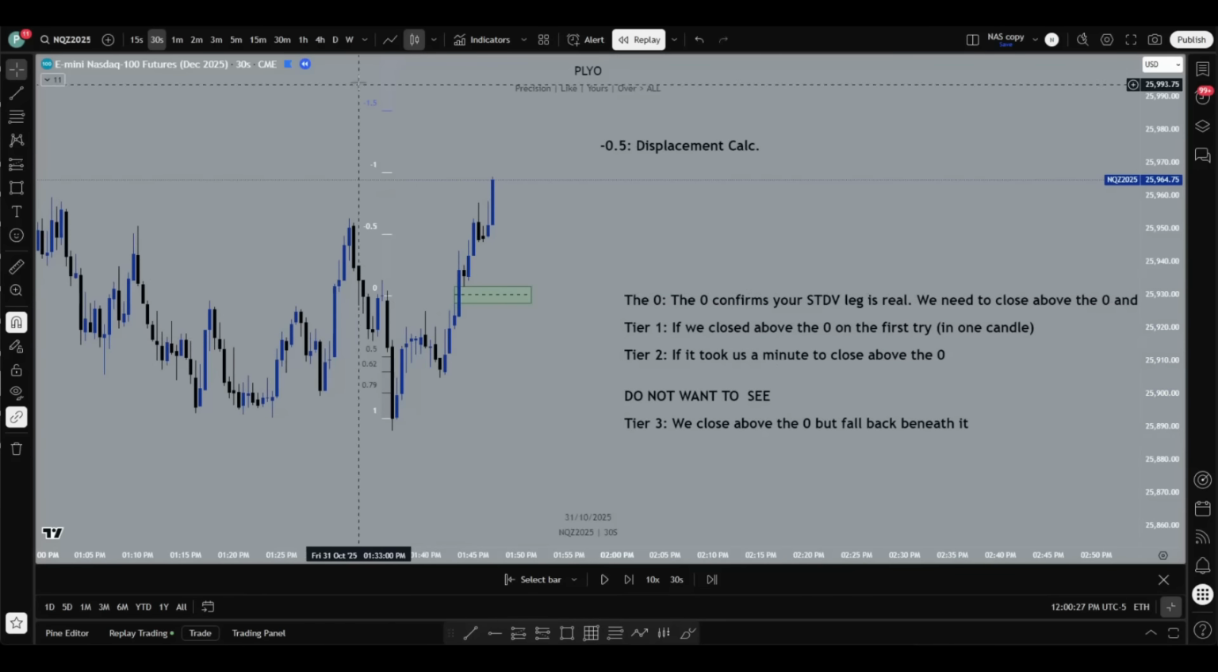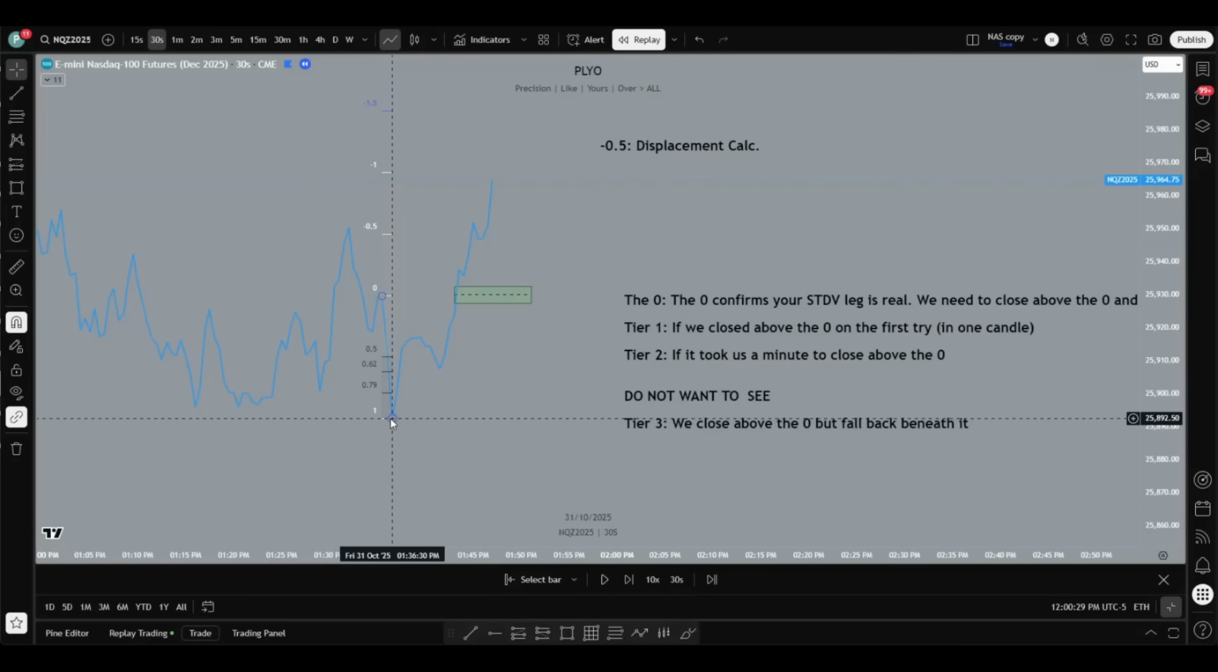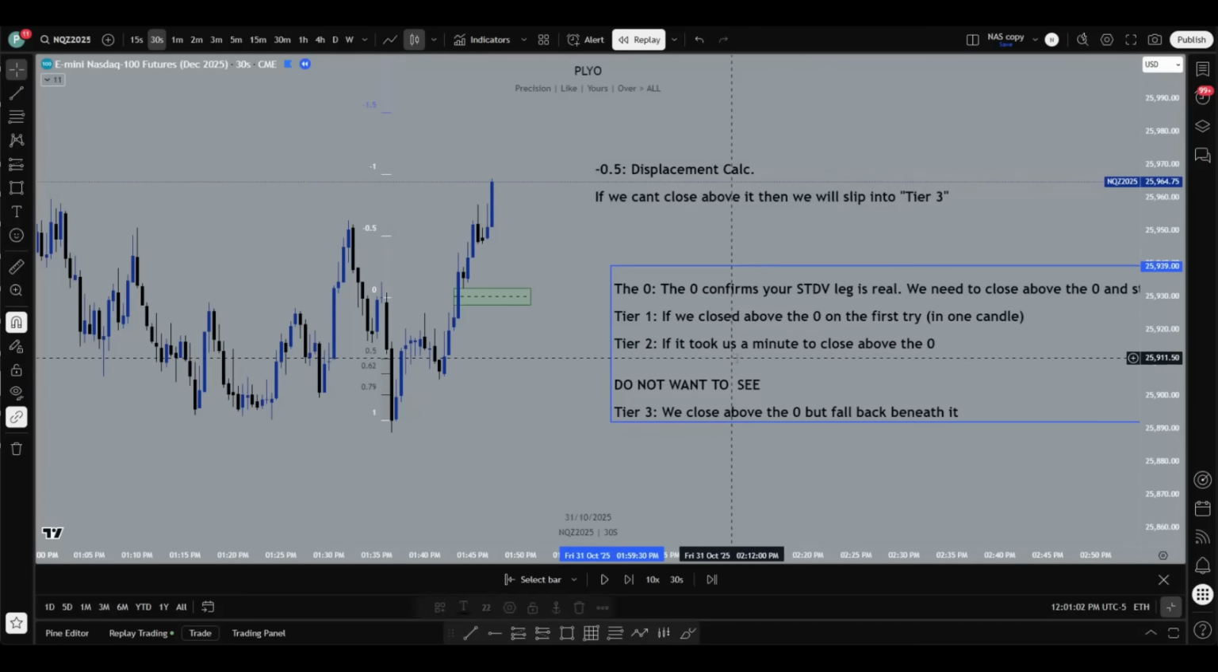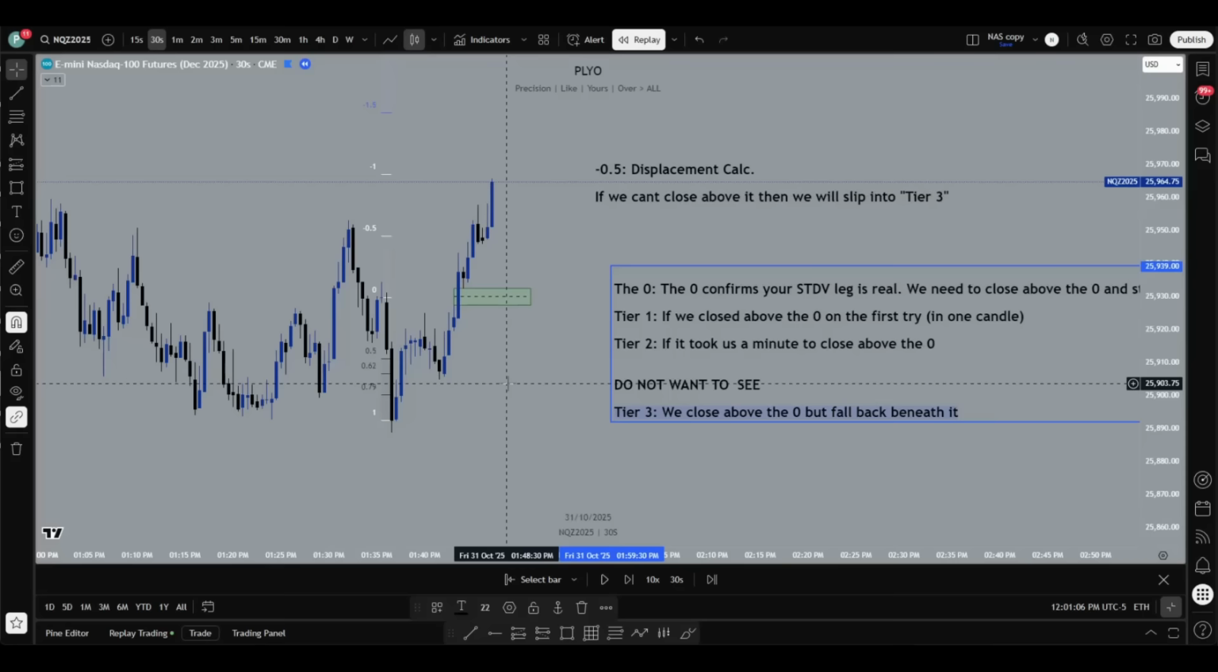And once again, why am I drawing it like this? I'm simply using line chart, looking at that little jagged move, the hump, the mountain low, so to speak, and putting it at the nearest hump that we have here, and that's our standard deviation. This is our displacement calculator. If we can't close above it, then we'll slip into tier 3. Once again, what's tier 3? It's when we close above the zero but fall back beneath it, and that makes the standard deviation a bit more useless.